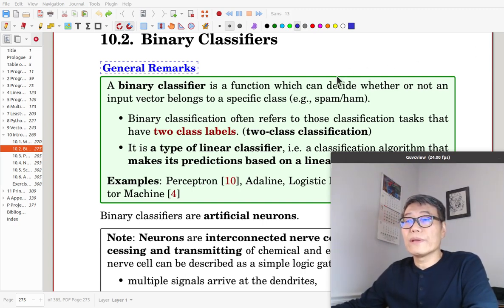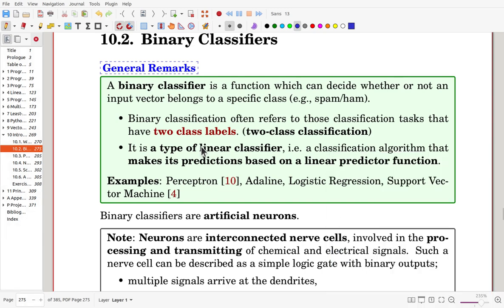Let's begin by considering simple classifiers. A binary classifier is a function which can decide whether or not an input vector belongs to a specific class. Binary classification often refers to two-class classification. It's a type of linear classifier which makes its predictions based on a linear predictor function. Examples are perceptron, Adaline, logistic regression, and support vector machine.